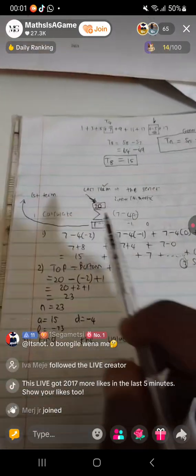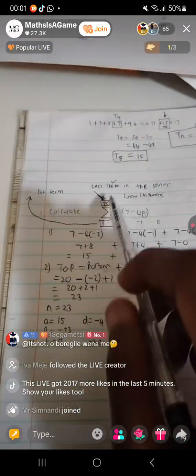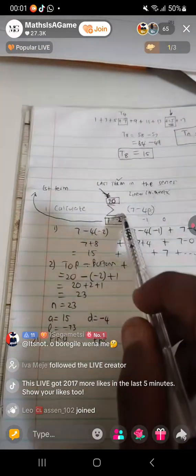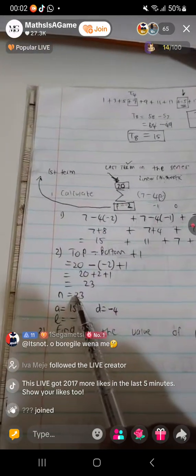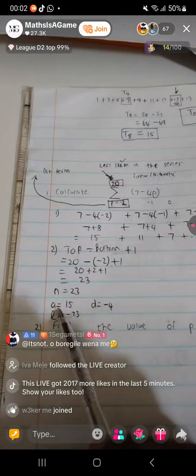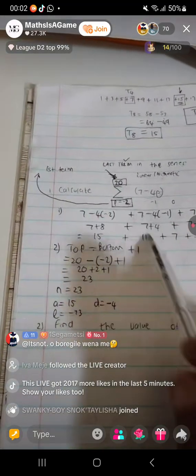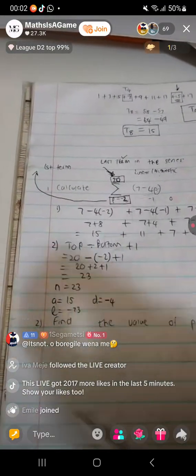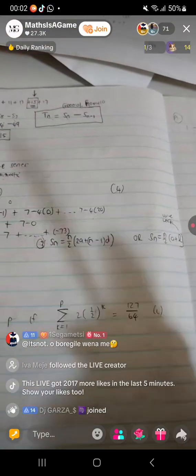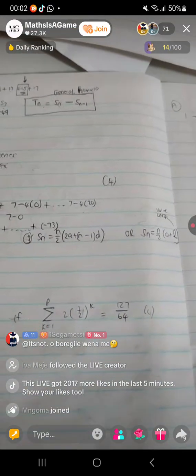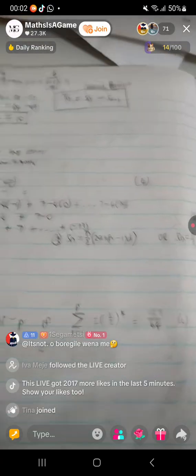Okay? Then you want to know what the value of n is: you take the top number minus this bottom number, you add 1. You get n. Then you get a, which is the first term, d, which is the constant difference, l you already have, which is negative 73. Then you choose which formula to use to find the sum of the first 23 terms.